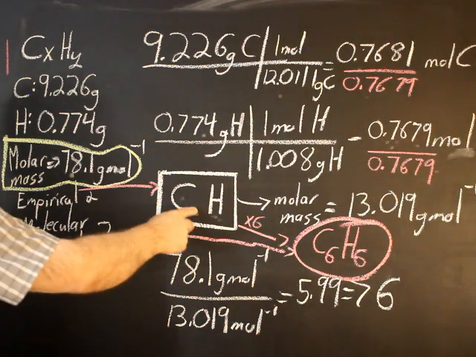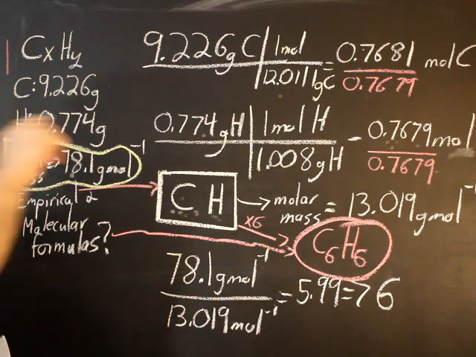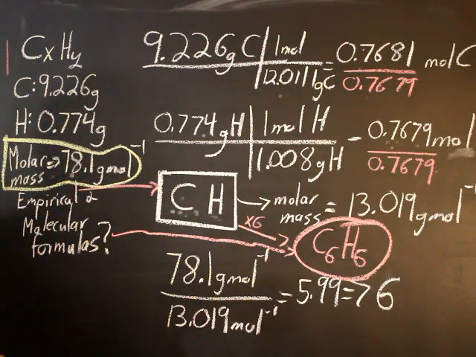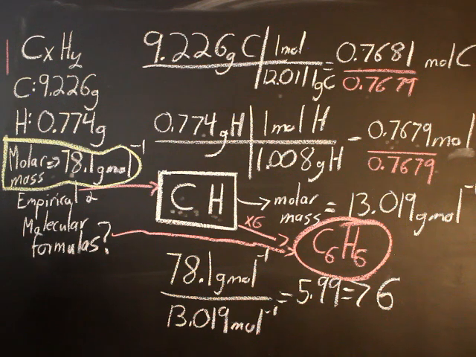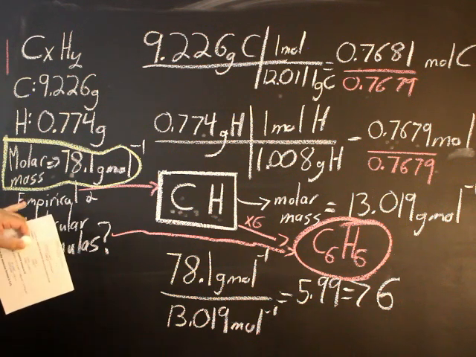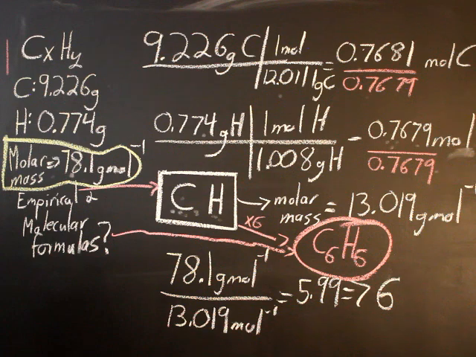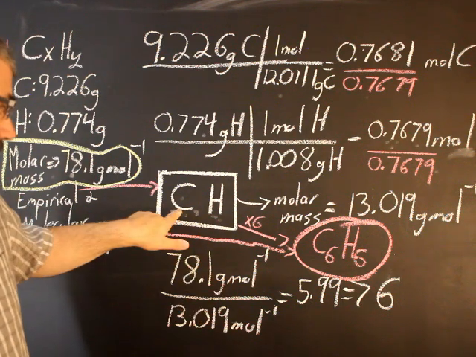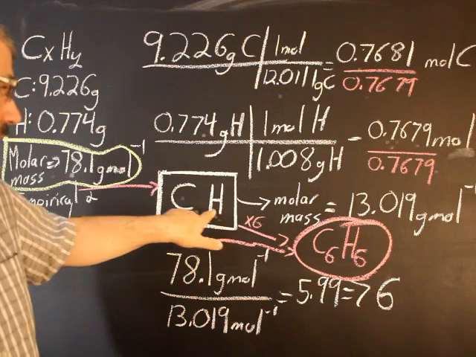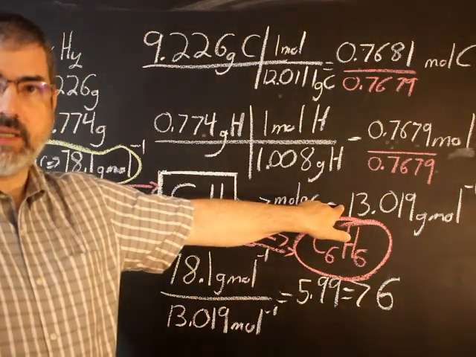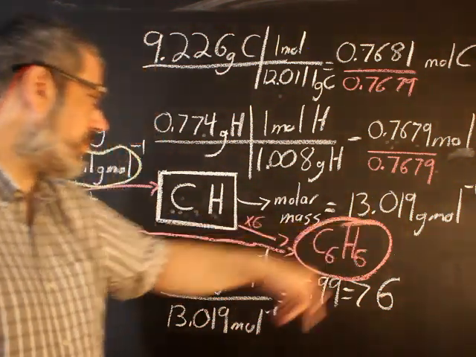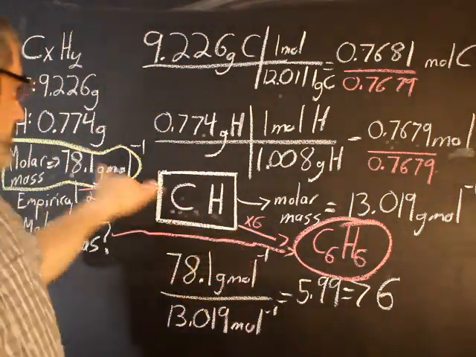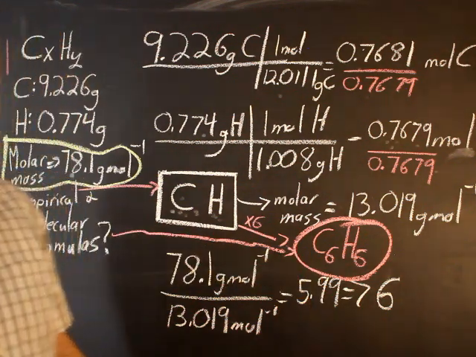You have to have the empirical formula first, then you need your molar mass to get to the molecular formula. It is possible that the empirical and molecular formulas could be the same, but we know that's not true because, again, when you calculate the mass of a carbon plus a hydrogen, it's 13, not 78. But 6 times 13, basically, gives me 78, so that's how I get this ratio.